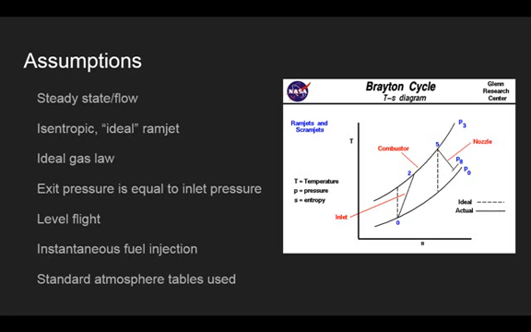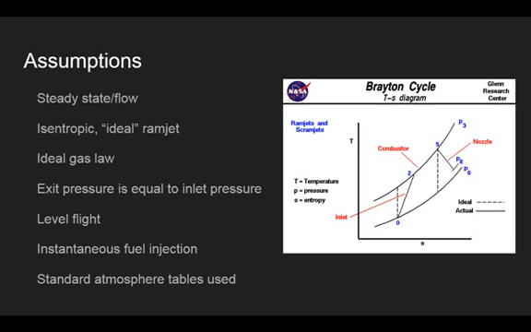We also assume that the exit pressure will be equal to the inlet pressure. What this will do is make our conditions a little more reasonable when comparing data for our test series and making sure that we are within reason on that. Normally a ramjet would experience a higher exit pressure than the ambient pressure found in the atmosphere.